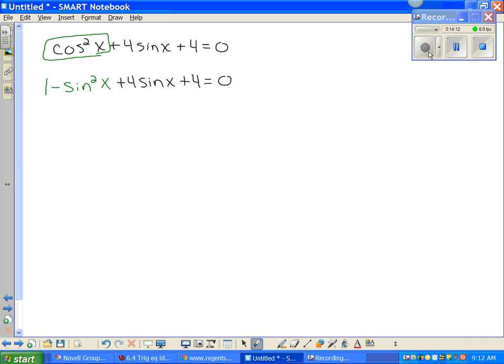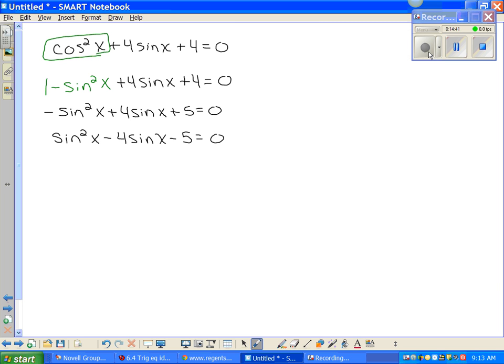Sure, combine my like terms. I've got a plus 1 plus 4, which is going to become 5. Yeah, I don't like that negative sine squared x. It's annoying me, right? So how do I get rid of it? Yeah, multiply everything by negative 1. So that's essentially just going to change all my signs for me. Great. Nice job.